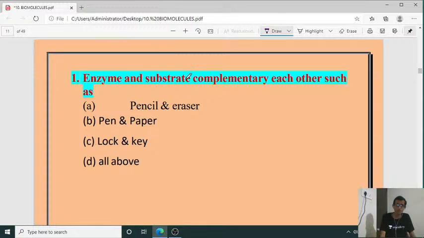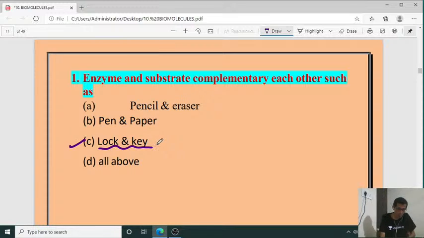So enzyme substrate complex will be there. It is like what? Pencil and eraser, pen and paper, lock and key, all the above. So the right answer is C, lock and key. So enzyme substrate complex formation is also considered as the lock and key theory of enzyme substrate action. So the right answer is C for the first question.